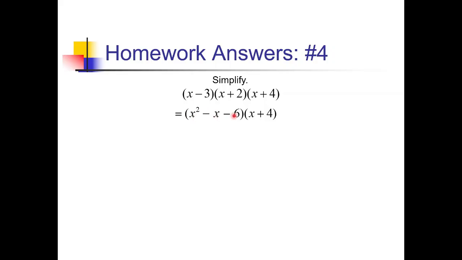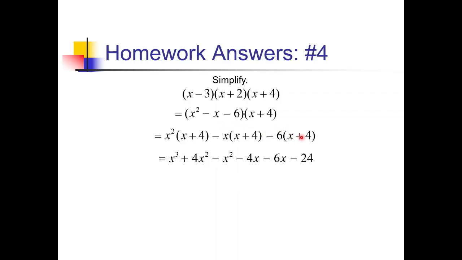All right, let me distribute this out now times the x plus 4. So I've got x squared times x plus 4, minus x times x plus 4, minus 6 times x plus 4. Distributing each of these, we have x cubed plus 4x squared minus x squared minus 4x minus 6x minus 24. And then combining these, we have an x cubed, and these are going to combine to give me 3x squared. Negative 4x and negative 6x is negative 10x, and then the negative 24 is just there.